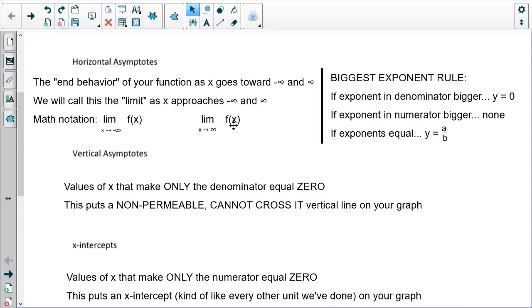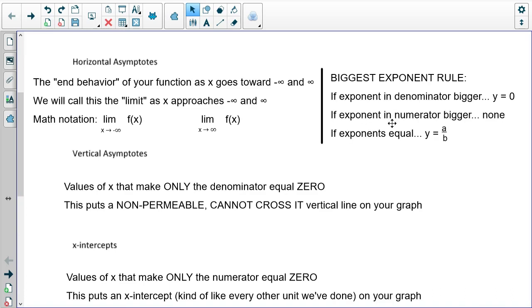Limit as x approaches infinity of f of x equals 0. That's if the exponent in the denominator is bigger. If the exponent in the numerator is bigger, there is no horizontal asymptote. It's actually a slant or an oblique asymptote, but those go off to either infinity or negative infinity. And that's an honors pre-calculus topic. We will talk about it a little bit in our class, but that's not on your test in terms of figuring out what the slant or oblique asymptotes are.